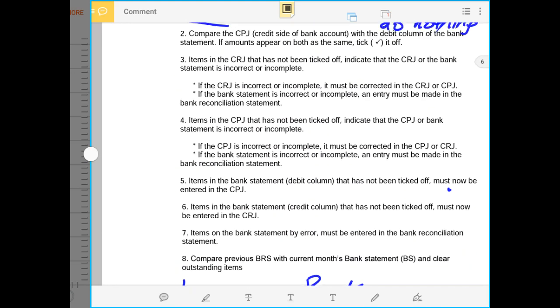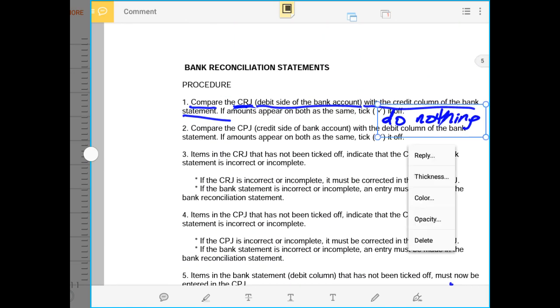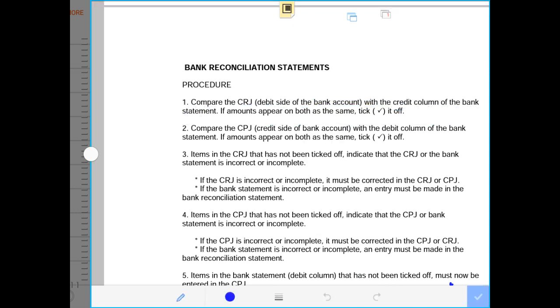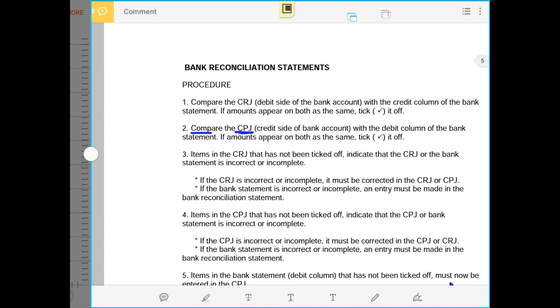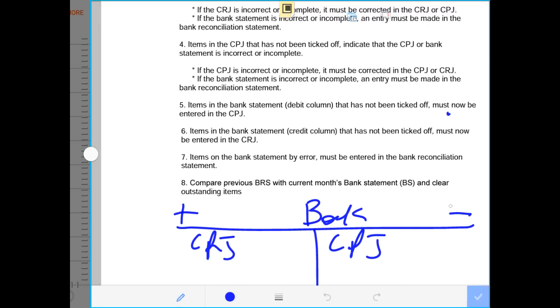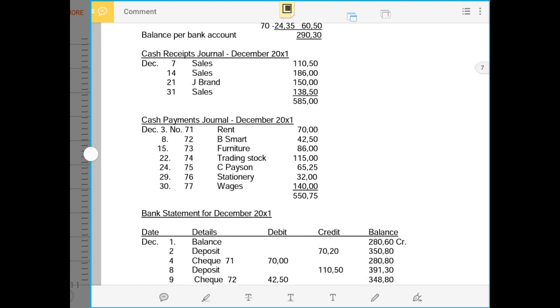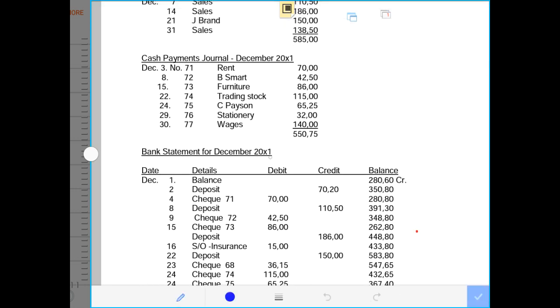So now let's go to the next part. Hence I added that you do nothing if the amount appears on both sides. The next procedure says compare the cash payment journal. As I said to you, the cash payment journal is the credit side of the bank account. So now we compare the credit side of the bank account with the debit side of the bank statement. Remember, this is CPJ, this is CRJ.